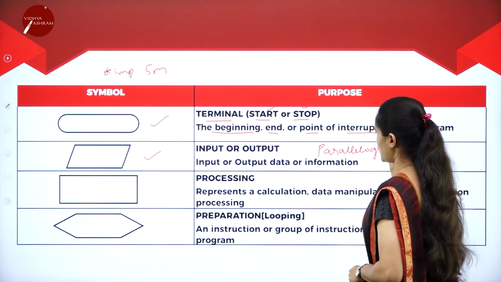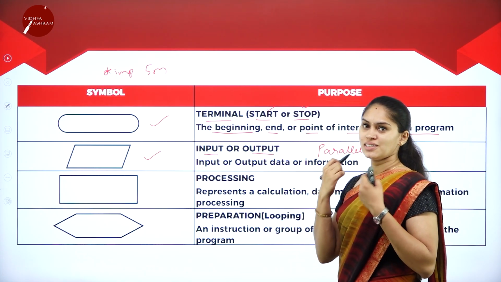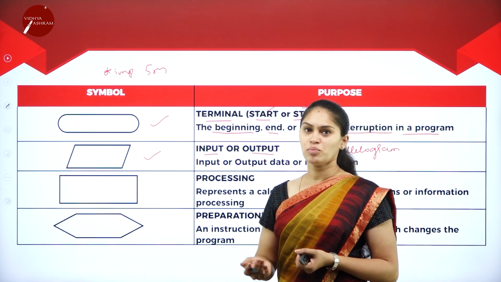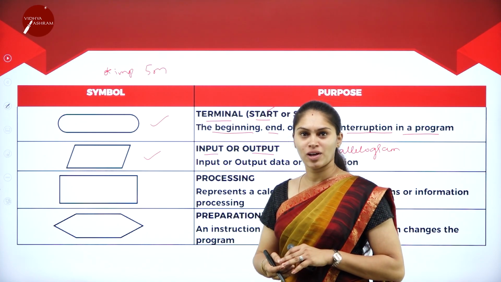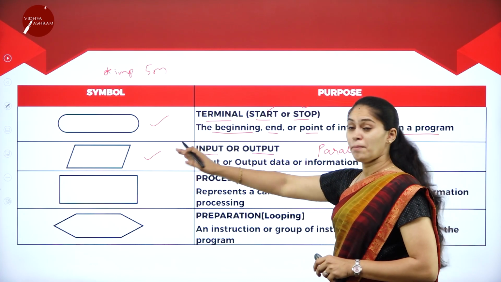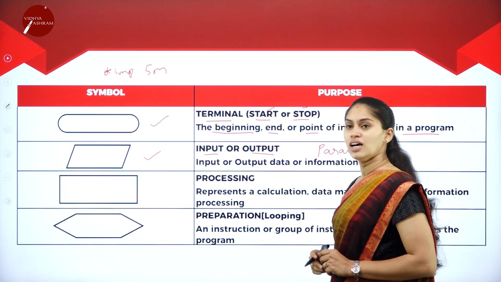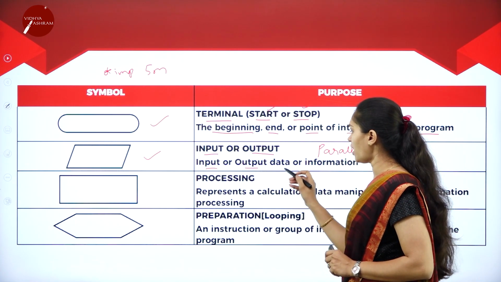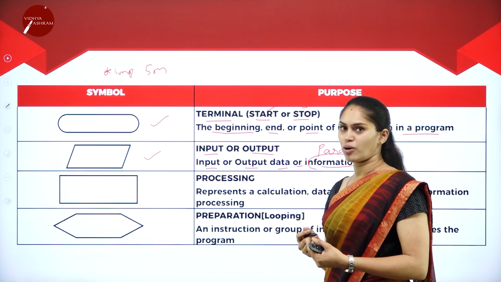So this represents an input or output. We know that a flowchart must accept one or more inputs, so it has to give the desired output. How is this going to happen? That is with the help of this parallelogram symbol. This symbol represents the input or output, that is input or output data or any information with regard to the problem solving.